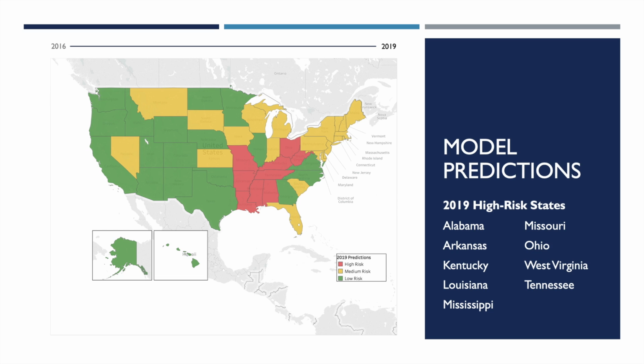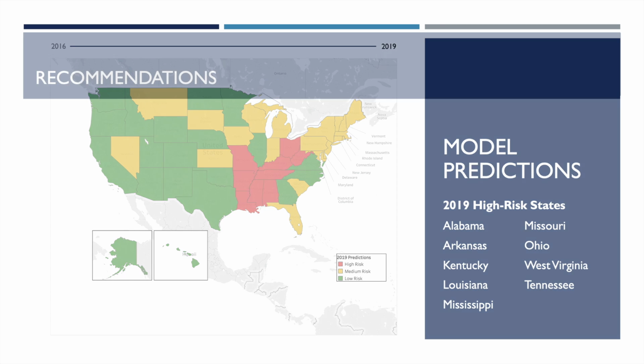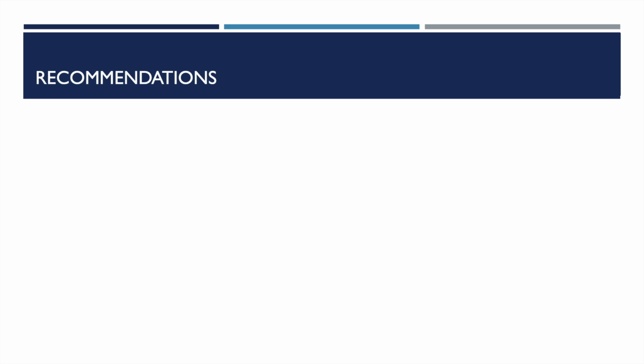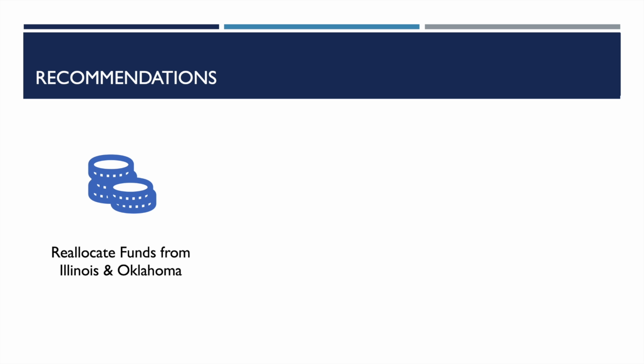So, having looked at these results, what can we do with this information? Well, I have a few recommendations that should hopefully give you some ideas. The first, I think, will be rather self-evident, but reallocate some resources from Illinois and Oklahoma to states in higher risk categories. It would also be a good idea to begin moving some of those resources to Tennessee to see if the current trend can be curbed before it moves into that high risk territory.